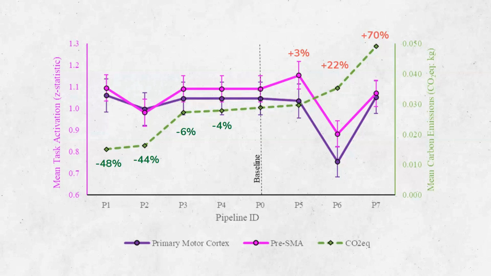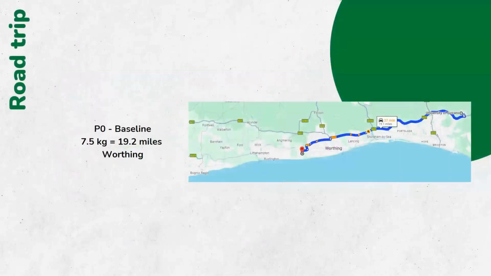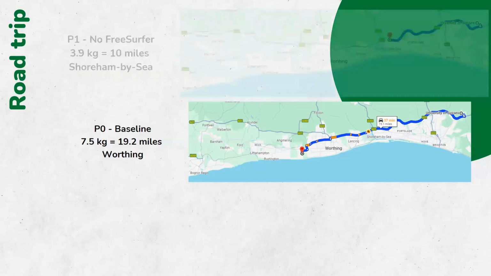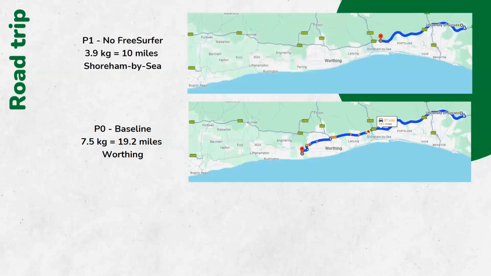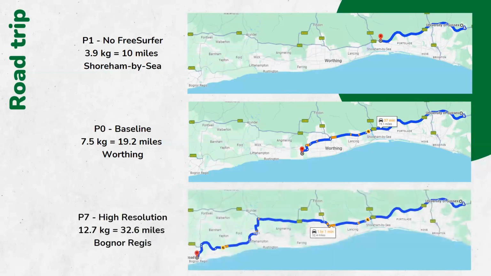And based on these findings, to make it more concrete, we can take the overall emissions for each of our pipelines and convert this into miles driven in a gasoline-powered car. So a baseline, this was equivalent across all 257 subjects to driving around 19.2 miles from here to Worthing. When we remove surface reconstruction, that drops down to 10 miles, from here to Shoreham by Sea. And increasing the resolution of our data goes up to 32.6 miles, from here to Bognor Regis.